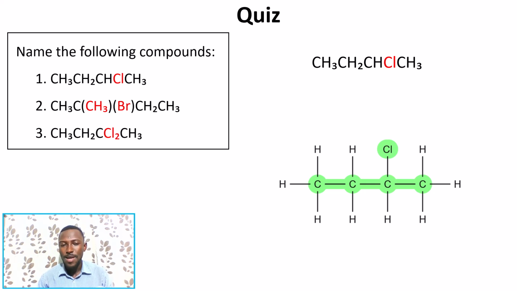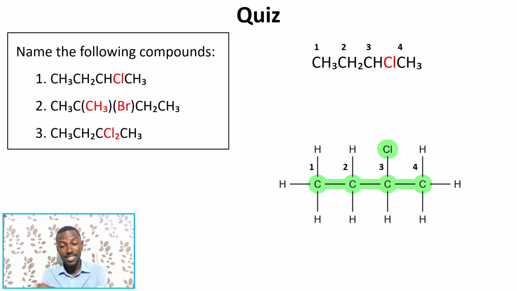So how do we name this compound? Step number 1, identify the longest continuous chain. It's obvious for us. So we have to number these carbons. So for the structural formula, this is how to number the carbons: 1, 2, 3, 4.